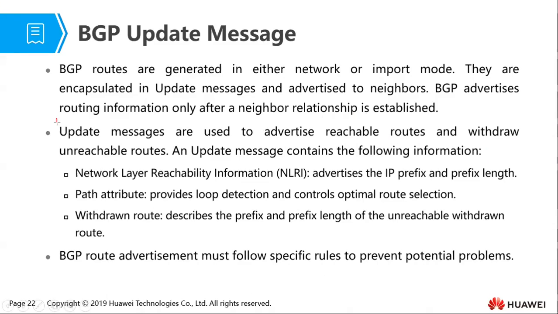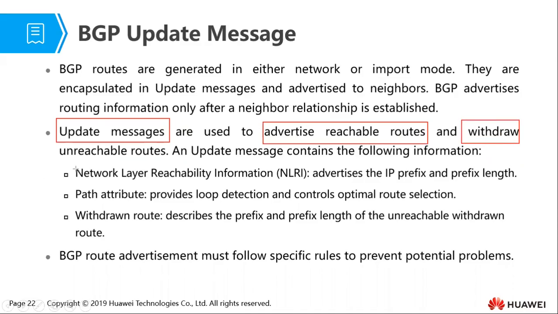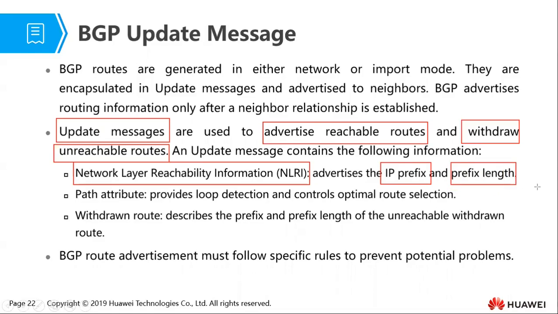Okay. So we've said an update message is used for two things: advertise reachable routes and withdraw unreachable routes. The message contains the network layer reachability information, which is simply the network address, commonly referred to as the IP prefix, and the mask, commonly referred to as the prefix length. So there's nothing to fear there.